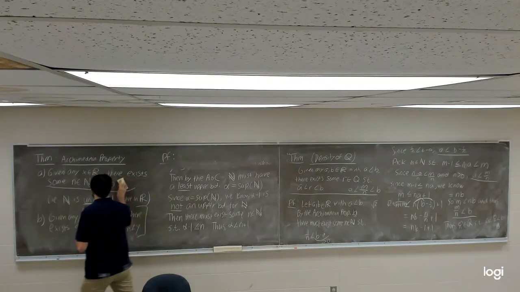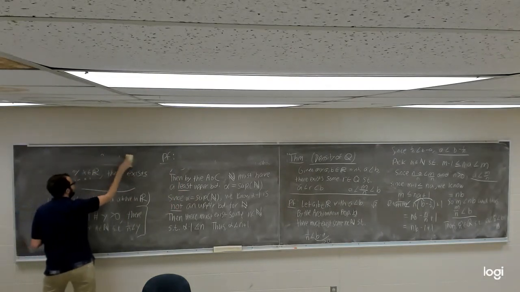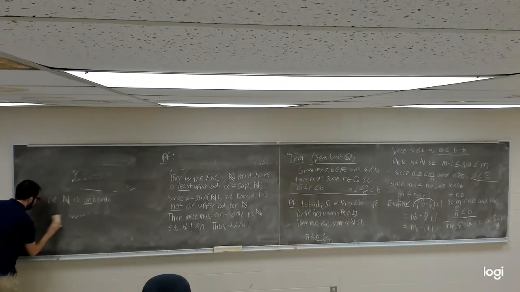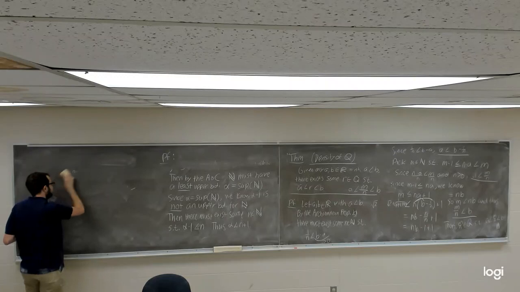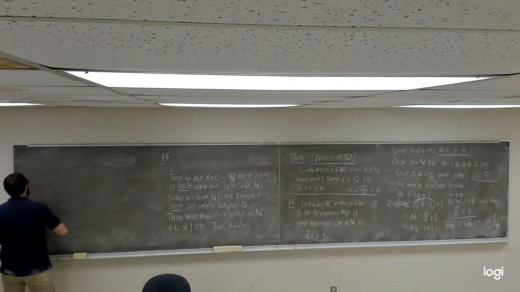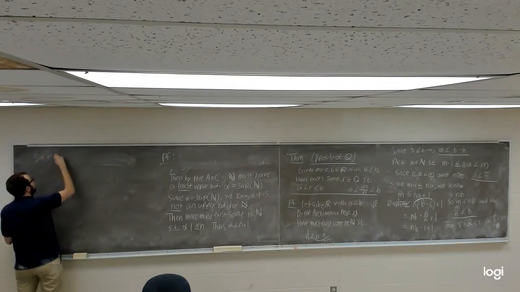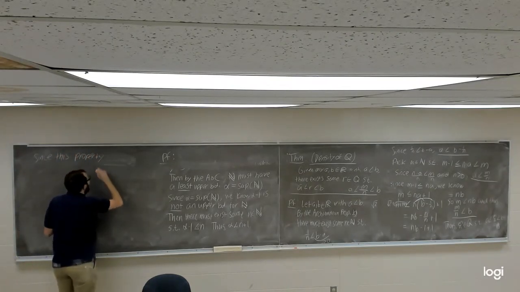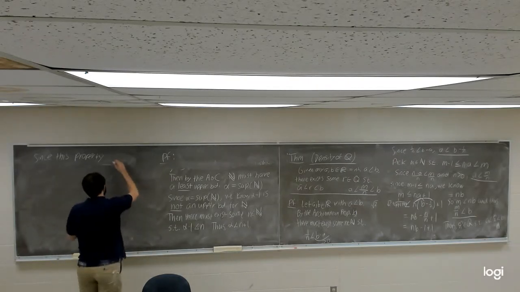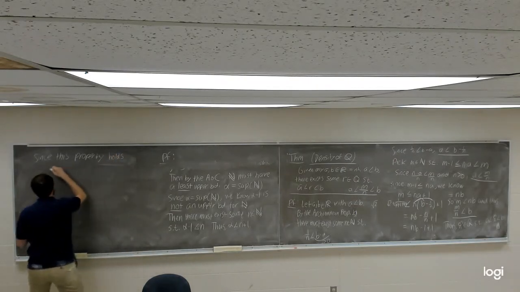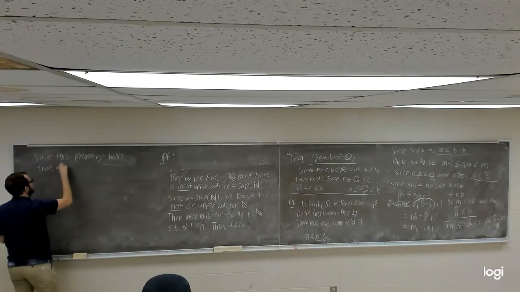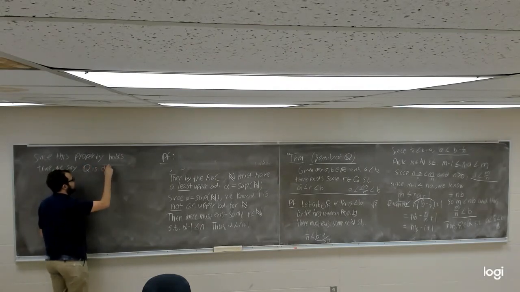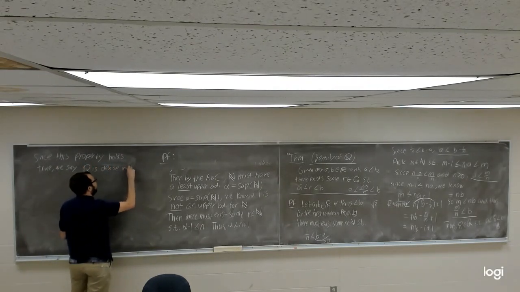So let's just write that down. The fact that between any two real numbers there exists a rational number, we can say that since this property holds true, Q is dense in R.